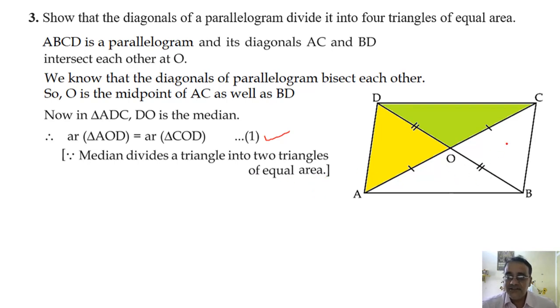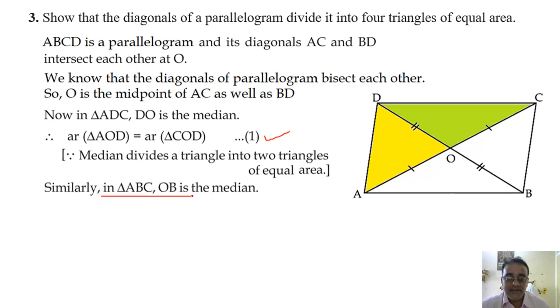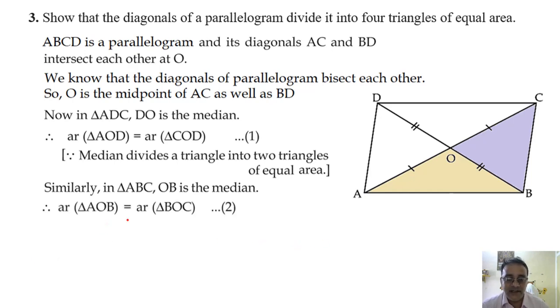Now see the unshaded one. O is the midpoint of AC. So what can you say about BO? BO is the median. Right. Similarly, in triangle ABC, OB, that is BO, is the median. So ये वाला देखो. Now these two triangles are of equal area. Clear? Yes, sir. So area of triangle AOB is equal to area of triangle BOC. Let it be equation number 2. So first or second equation मिल गया.